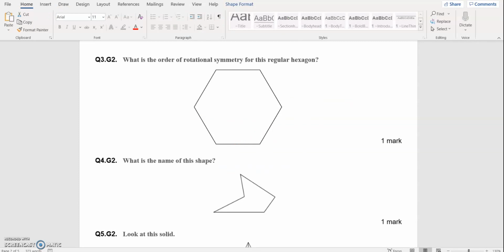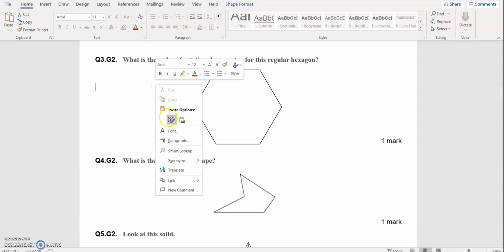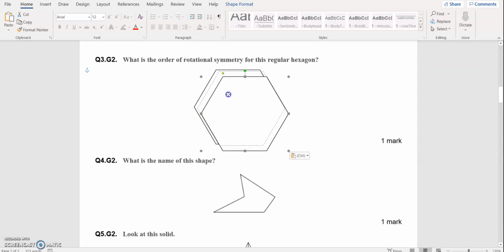What is the order of rotational symmetry for this regular hexagon? A shape has rotational symmetry when it can be rotated and it still looks the same. The order of rotational symmetry of the shape is the number of times that you rotate the shape around a full circle and it still looks the same. Let's see what this means. So I'm going to make a copy of this hexagon and then we'll paste it. So we'll place this on top.